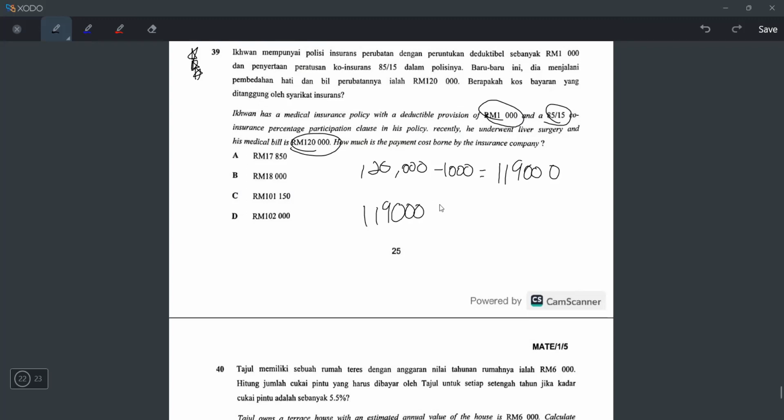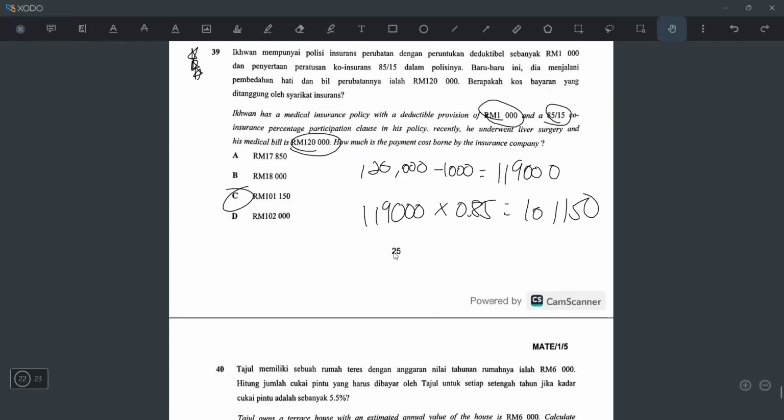Okay, how many percentage? Will you start off with 85% or 15%? Of course, the 85, because you're calculating for company. The company will pay the bigger percentage. 101150, and that's the answer. Done. Okay. But what if I want you to calculate the payment that the policy holder has to pay? Then what you have to do? You also do the same step. The first step is still same. You take 120,000 minus 1,000, you get this, but this time you will deduct with 15%, and then take the answer plus with 1,000, the deductible.